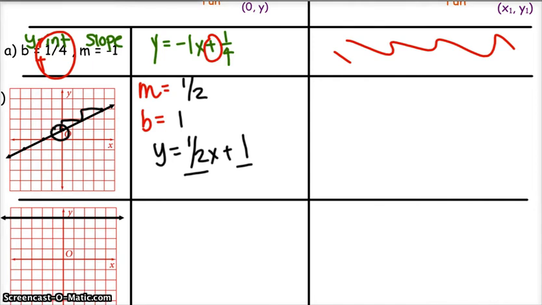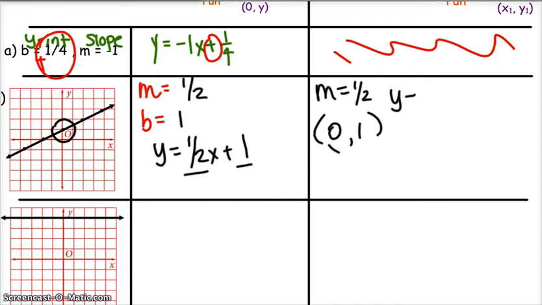If you wanted to use point-slope form, you could. What you would need is still your slope, and you would need an ordered pair. Choose any ordered pair on the graph. If you wanted to, you could use the same one, and you'd plug everything in. Y minus y1 equals m times x minus your x value.